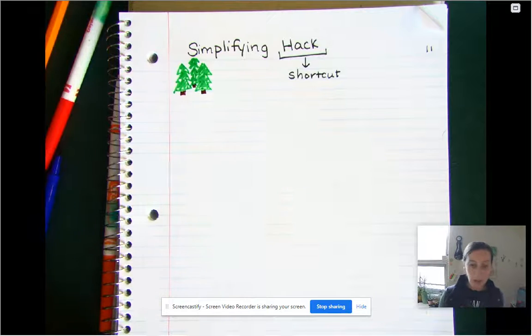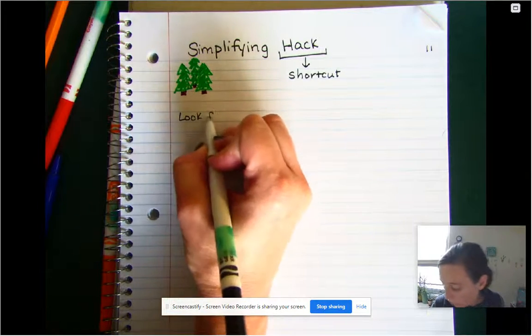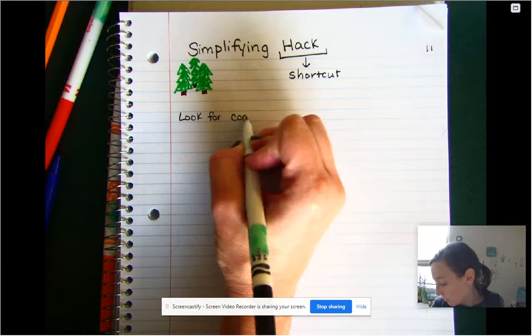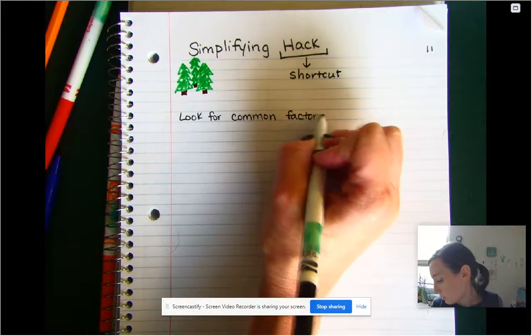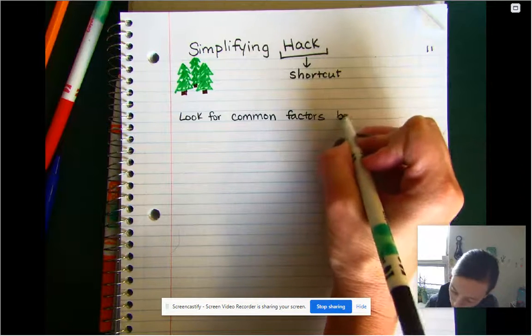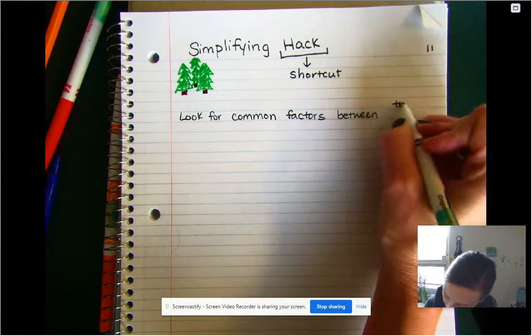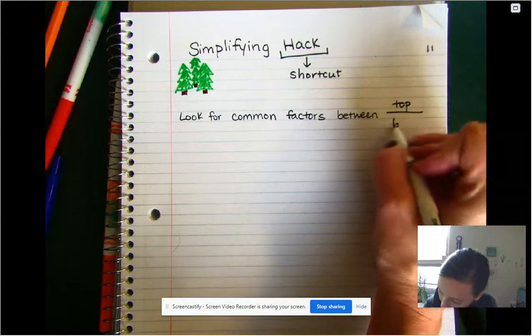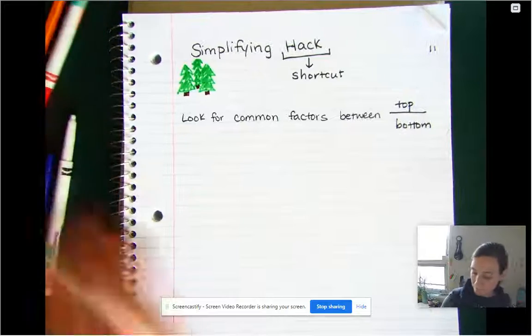We are looking for opportunities to simplify before we get to the answer. So we look for common factors between the top and the bottom. Here's what I mean by that.